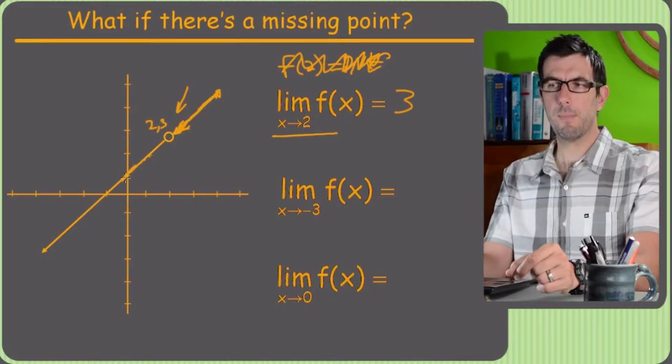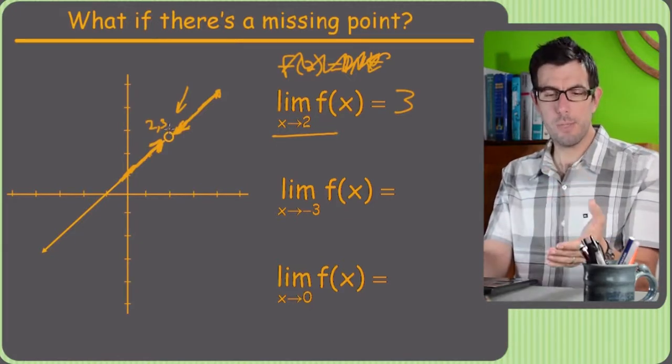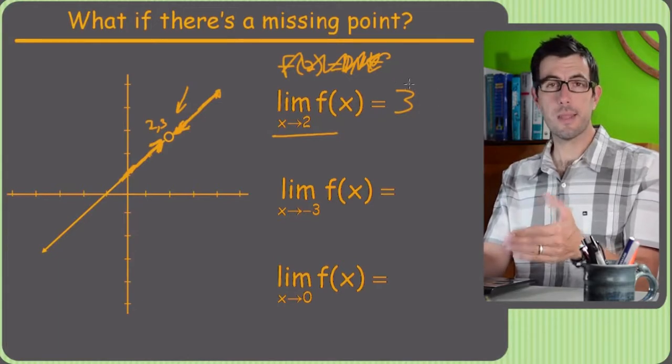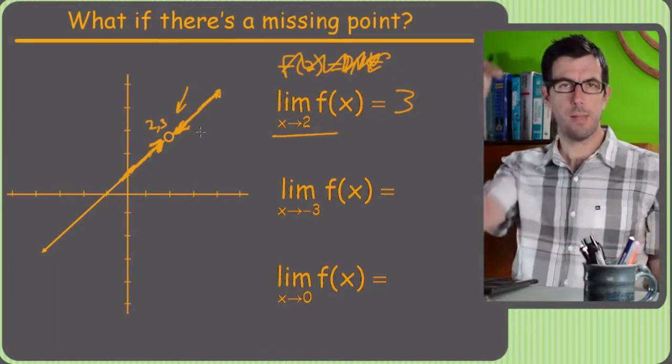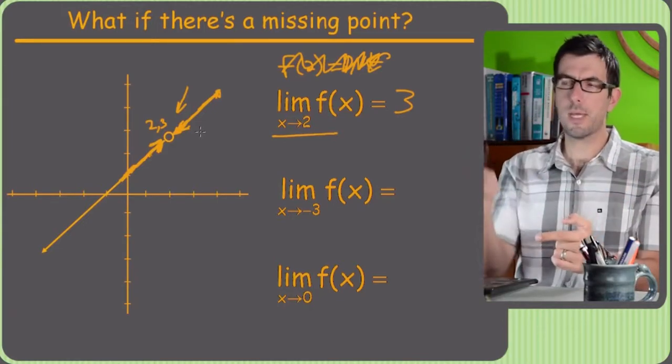Same thing if we had been driving from the south, going up towards the point in that direction. Once again, if we're driving in a fog, looking at our GPS, it sure looks like we're about to end up at 2, 3. And therefore, that's why I think that 3 is the limit. Whether you're coming from the left or the right, it looks like where we're going to land is 2, 3, so that's what I'm going to put down as my limit.